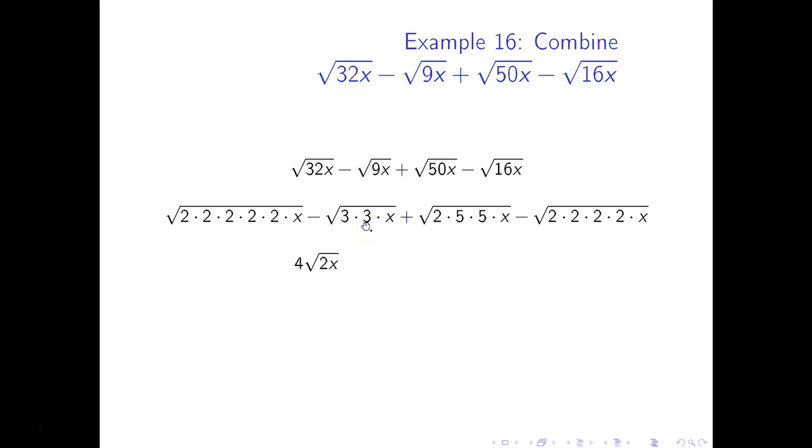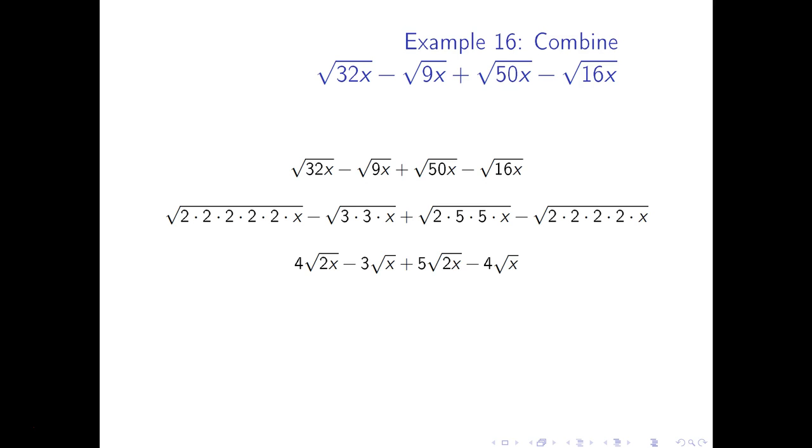Here, I have a pair of 3's, so that's minus 3, and then that x just comes down. Here, I have a pair of 5's, that comes out and the 2x is left over. And here I have 2 pairs of 2's, so again I get 4 for that minus, and I get just the x left over. So that is how we simplified.